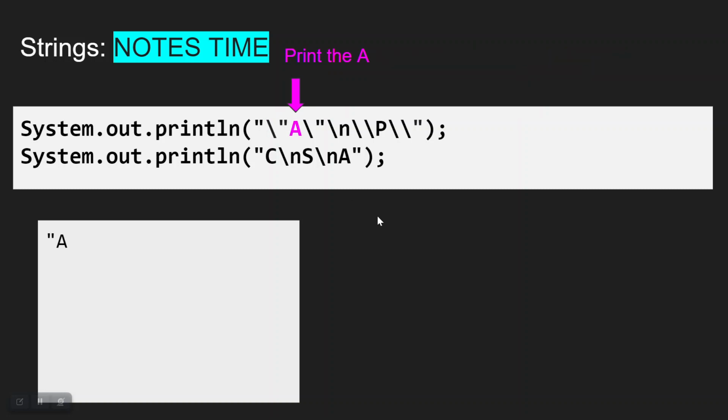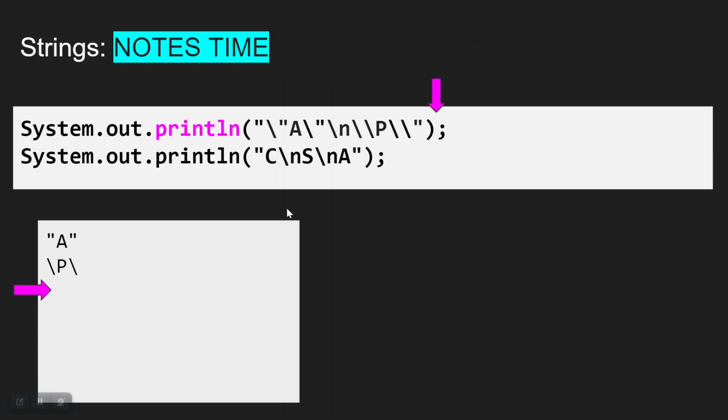Then we get to the A, so we're printing the A. Now we get to another \", so it prints the quotation mark. Now we arrive at our first \n, which moves the cursor to the next line. Now we've got \\, which is the escape sequence to print a single backslash. Now we get to our letter P, so it prints the letter P. Now we have another \\, which prints another single backslash.